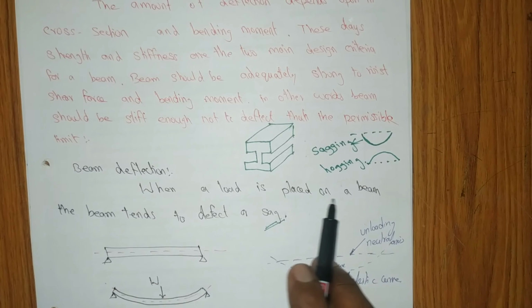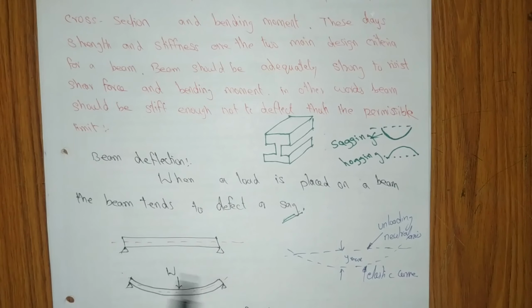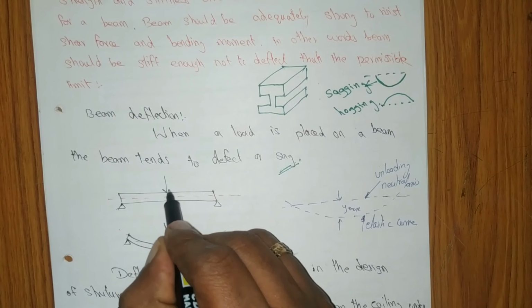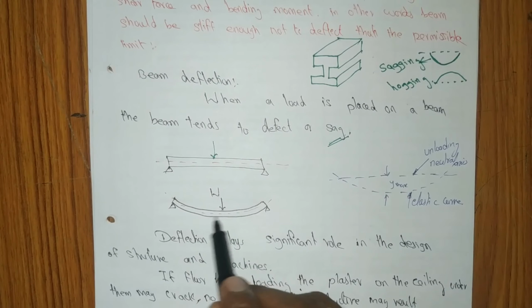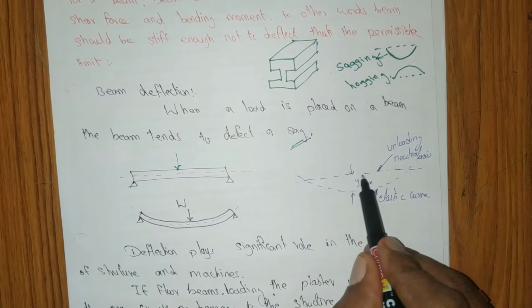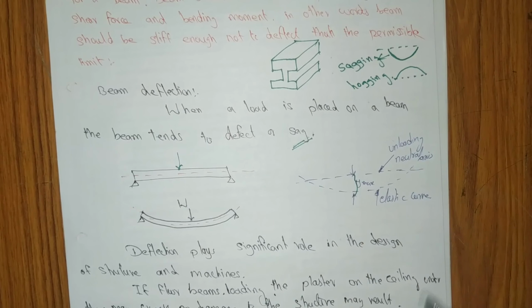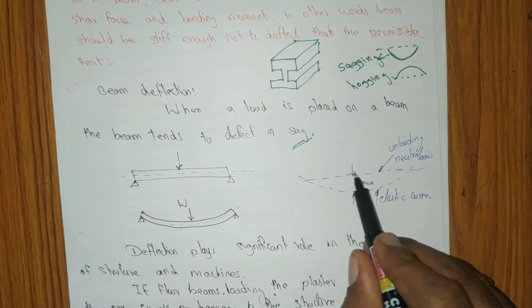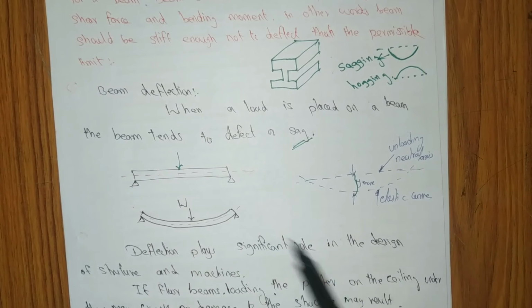When the load is placed on the beam, it tends to deflect or sag. That means take this beam, we are applying a point load, then it will bend like this. This is called sagging, right? So this is the unloaded neutral axis. After you apply a load, it will make a distance y, that is the maximum deflection at the midsection. After bending, this beam axis is the elastic curve or elastic axis, right?